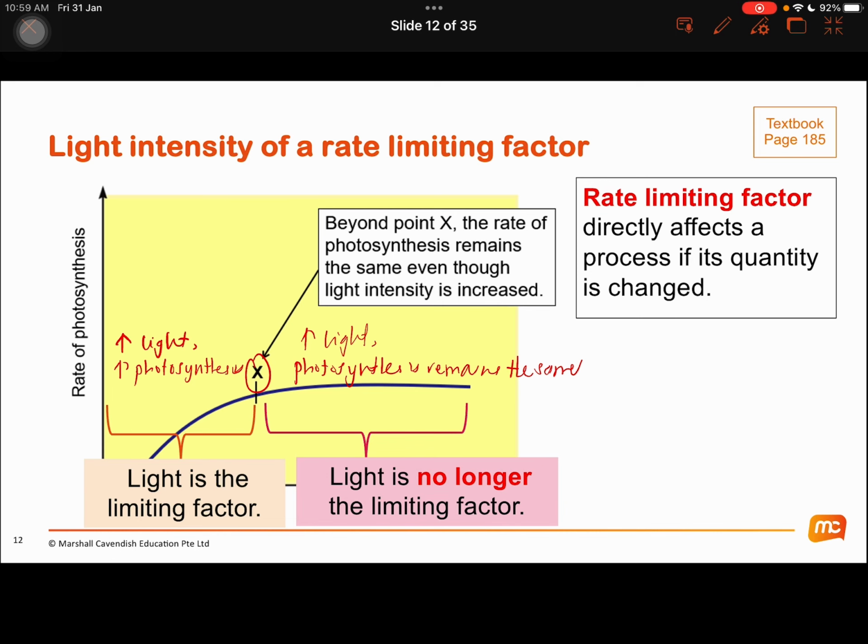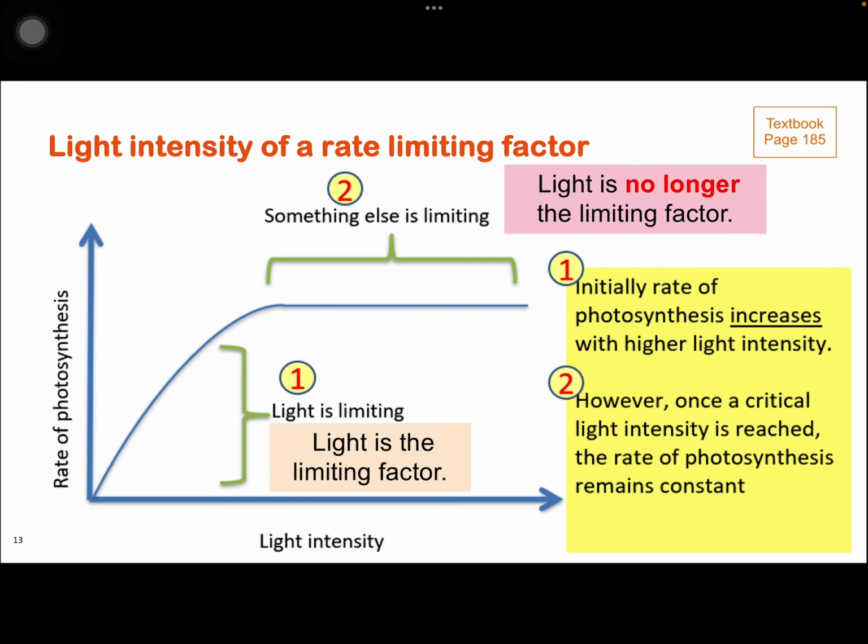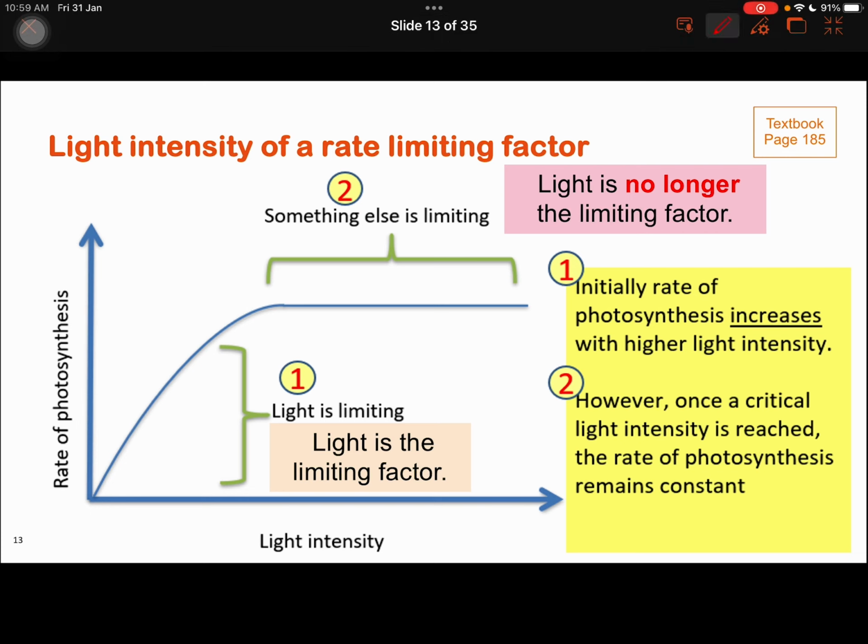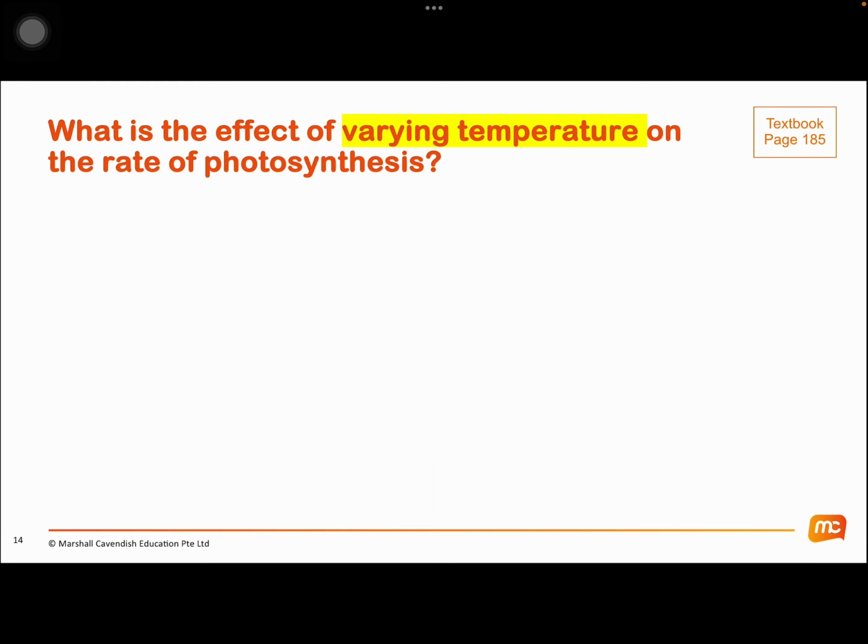it's definitely not light. So here is another graph to re-emphasize that beyond a certain point, something else is limiting. It could be carbon dioxide, it could be water, it could also be temperature. We do not know unless we conduct an experiment to change one of these factors to see how the graph will change. But we are certain that in this experiment, light is no longer the limiting factor. So that is light intensity.